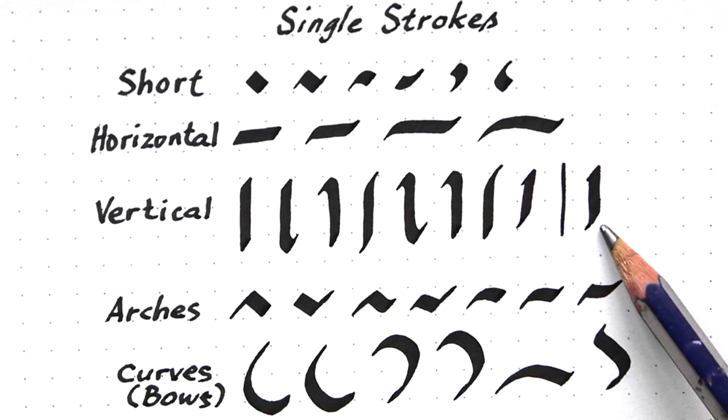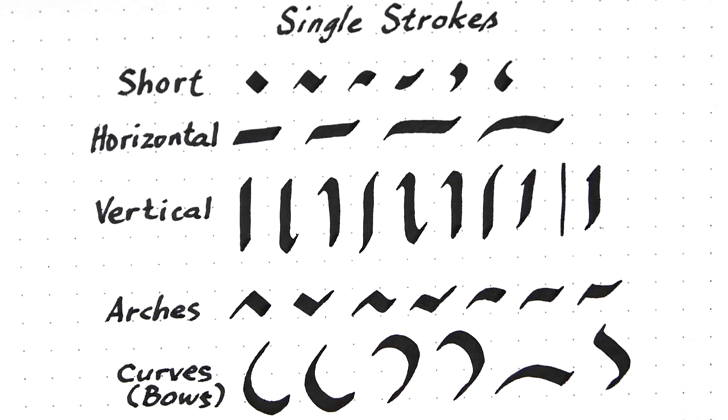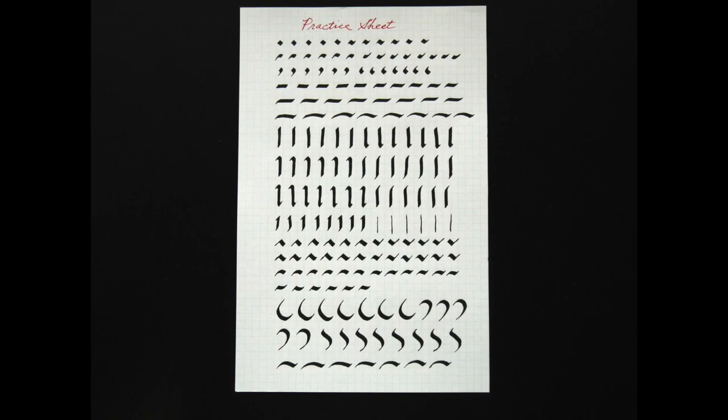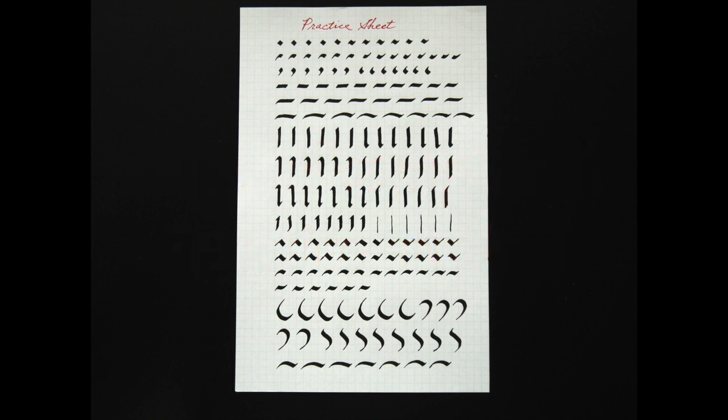By the way, I added this correction. The stroke was erroneously slanted. You should make a point of practicing by repetition. This is an example of a completed practice sheet.